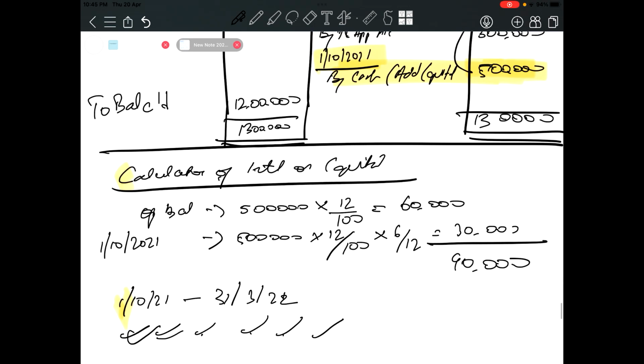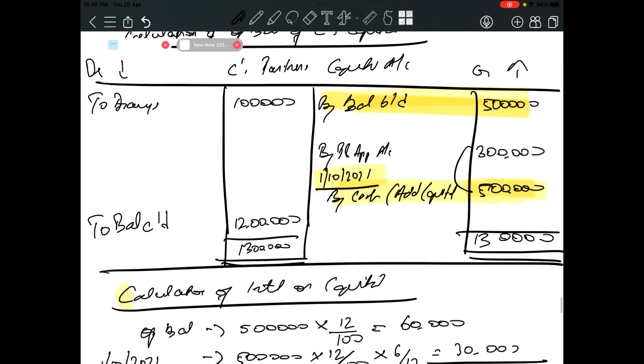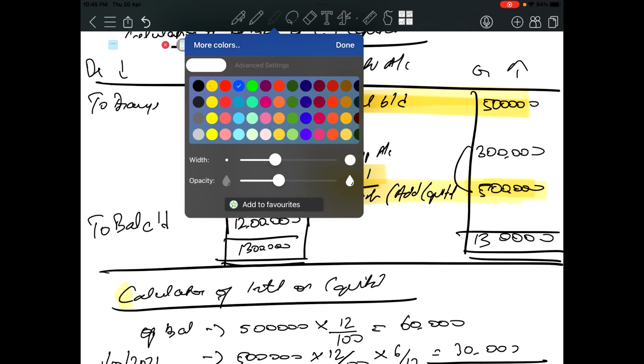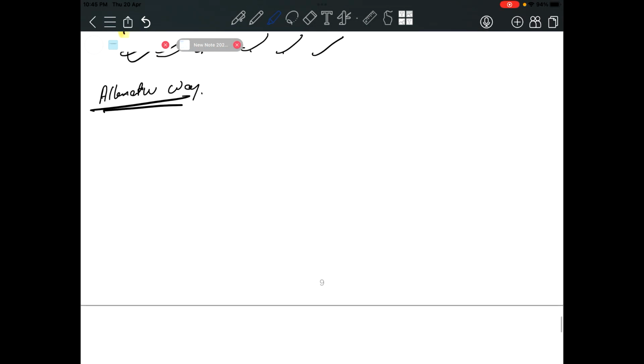Okay, you pause the video and note this down. Now the other way to calculate, let's find an easy and alternative way. How will you do it? You will add the drawings and the closing balance. You don't have to write all this; it will be done on rough paper, so you can write it the way you like.